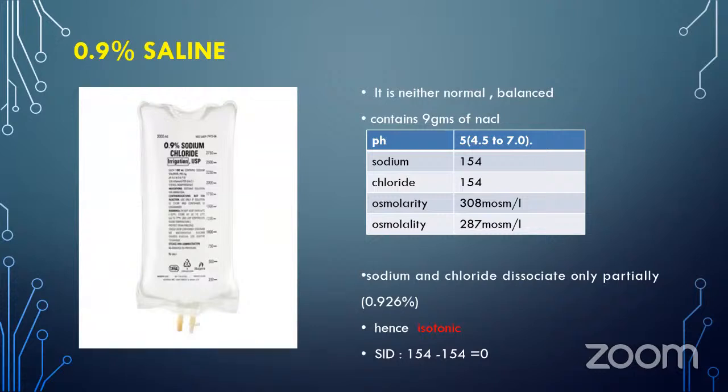Coming to normal saline, it is neither a normal solution nor a balanced crystalloid. It contains 9 grams of NaCl in 1 liter, and the pH is around 5. It contains sodium of 154 milliequivalents and chloride of 154. Osmolality is 308, and hence the sodium and chloride dissociate only partially. It is around 0.926 where they dissociate, and probably that is why it is called isotonic saline. The strong ion difference, if we calculate it, is 0.